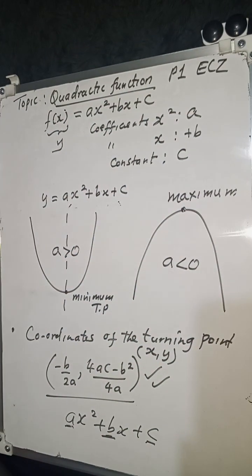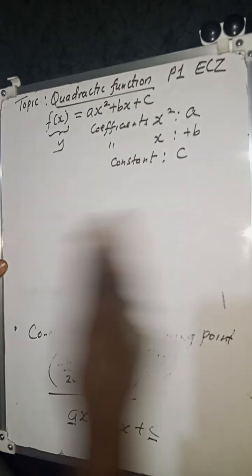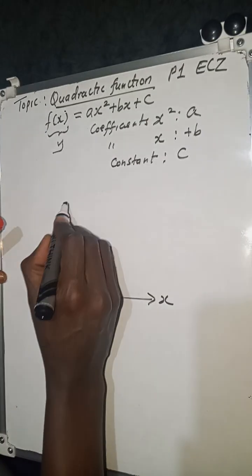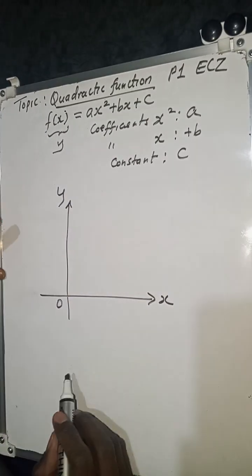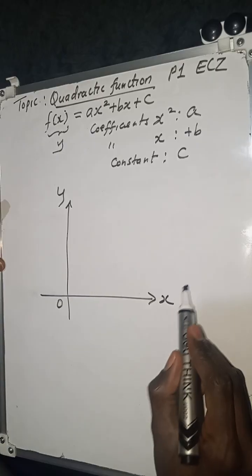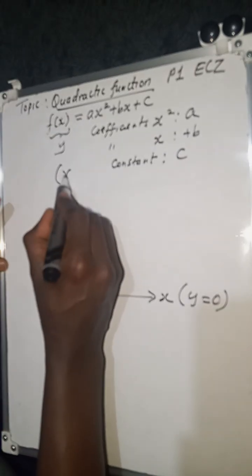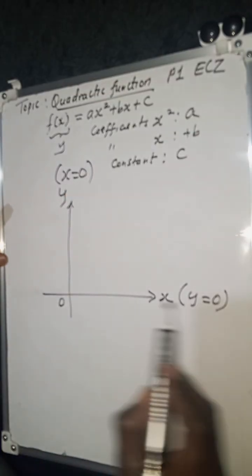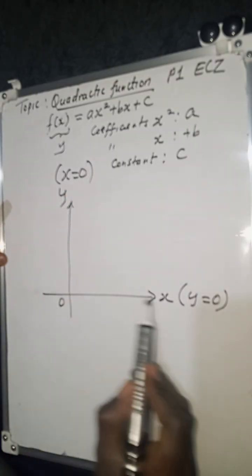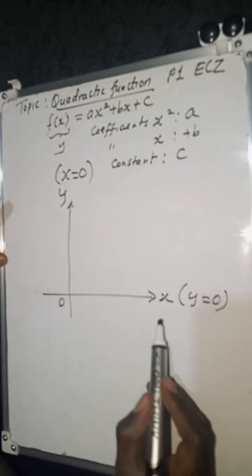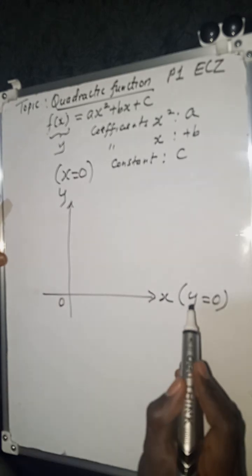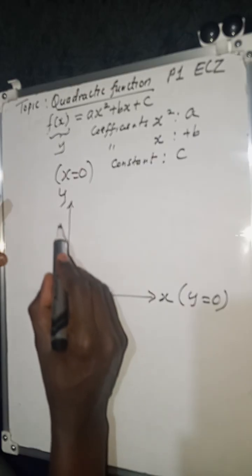Now, just a few concepts. Maybe let me just take you back slightly. Sorry for that. This is very important. If you have your x-y plane, remember that along the x-axis y is always 0, and along the y-axis, remember that x is equal to 0. So if you want to find any coordinates along the x-axis, y should always be equal to 0. So that's what we mean.